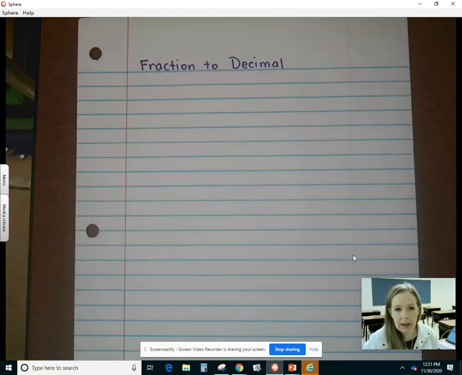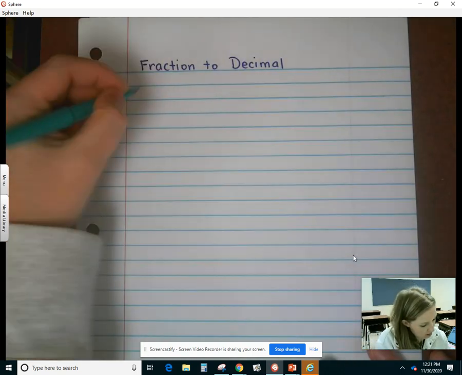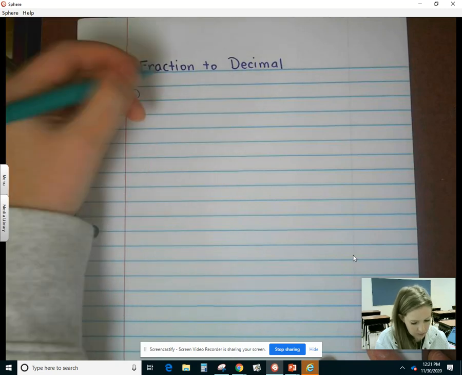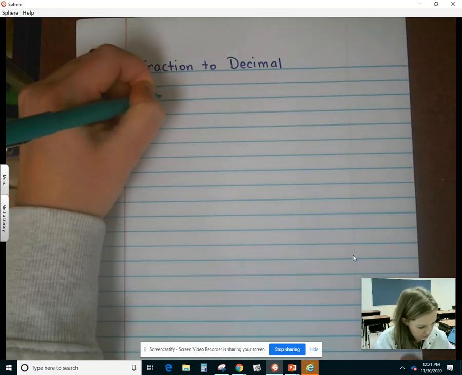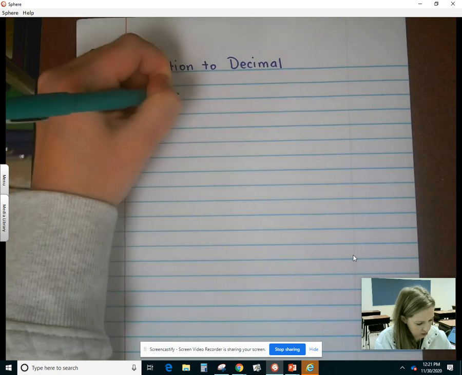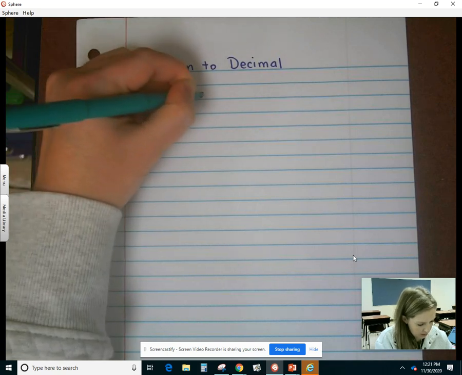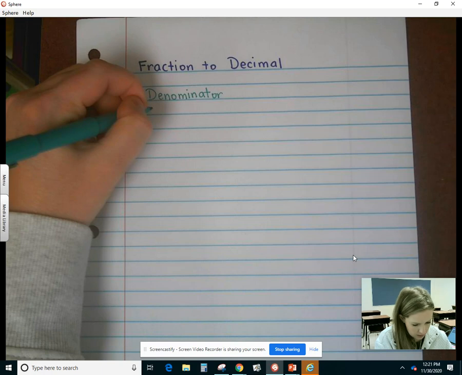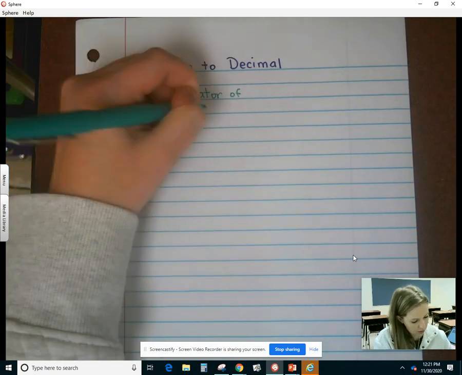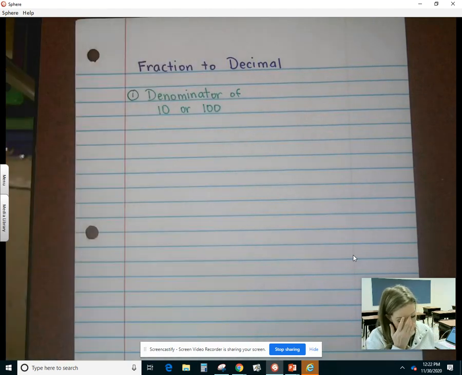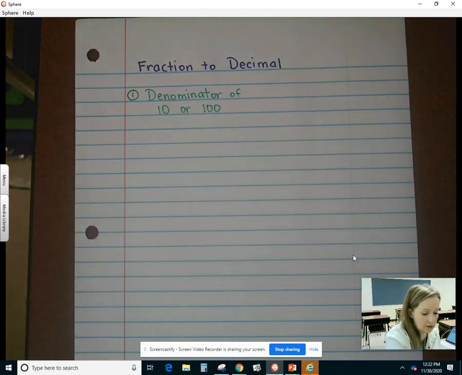Okay, so we're going to talk about how to turn a fraction to a decimal, and we have two ways that we can do that. The first way, and this to me is the easiest way on certain fractions, is to make it an equivalent fraction with a denominator of 10 or 100. And the reason it has to be 10 or 100 is because of our decimal places.